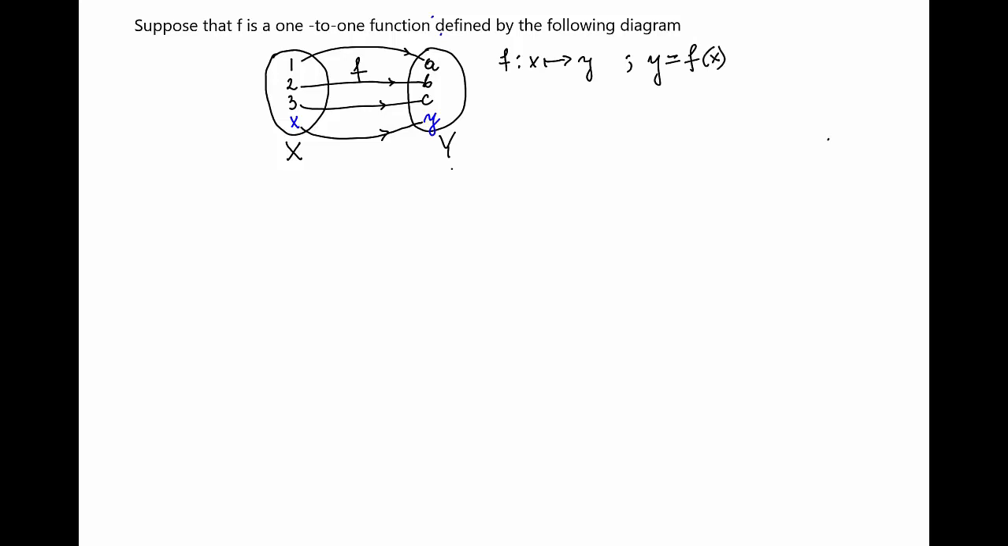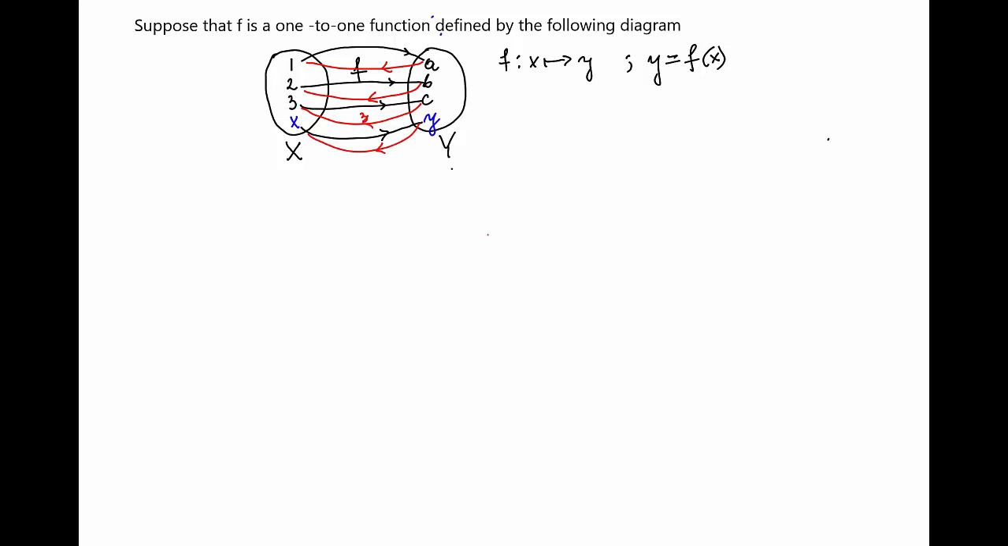Function f is one-to-one, and therefore each element of Y corresponds to only one element of X. Therefore, we can consider a relation that assigns to each element of Y that one element of X, such that y is f of x. For example, we can assign to A 1, we can assign to B 2, we can assign to C 3, and we can assign to Y X.